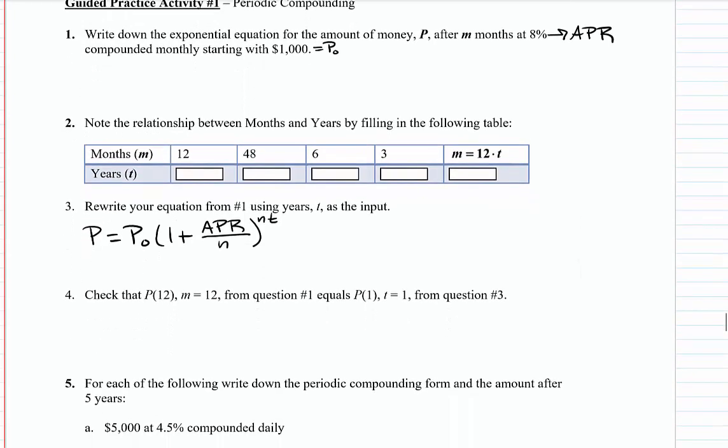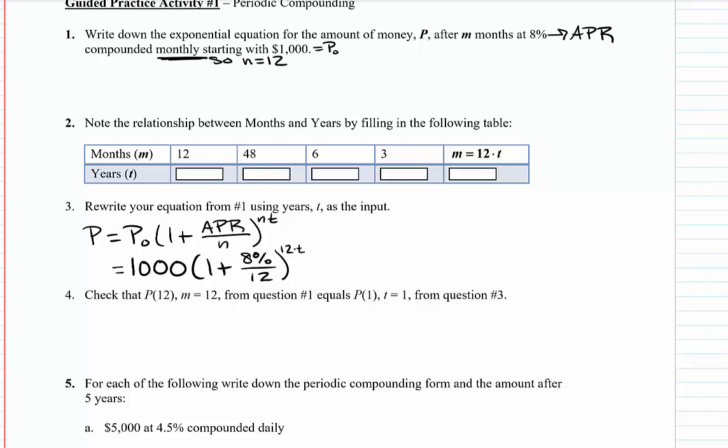So that equation will look like, how often are we compounding? We are compounding monthly. There's that key word. So n equals 12. So we'll have 1,000 times 1 plus 8% over 12 to the 12 times t in the exponent. Make sure that 12 times t is in the exponent.